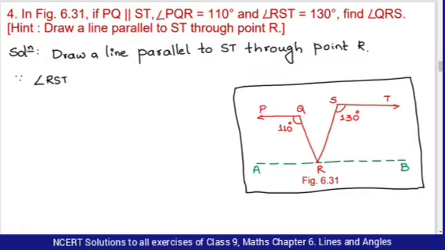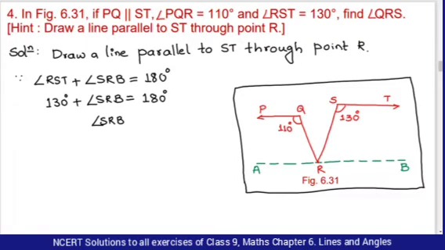Since angle RST plus angle SRB is equal to 180 degrees, RST is given as 130 degrees. So 130 plus angle SRB is equal to 180. Then we have to find the angle SRB. Angle SRB is equal to 180 minus 130, which is 50 degrees. So we got angle SRB as 50 degrees.